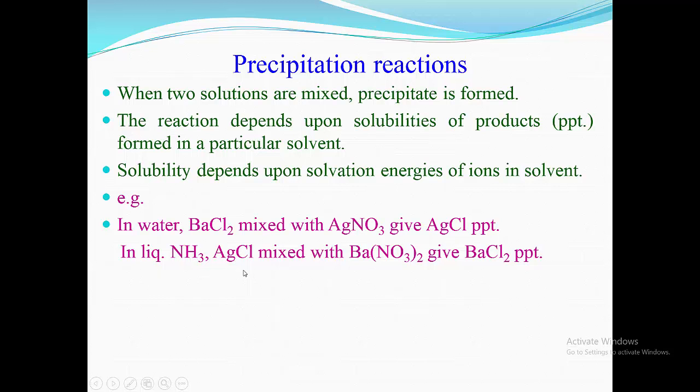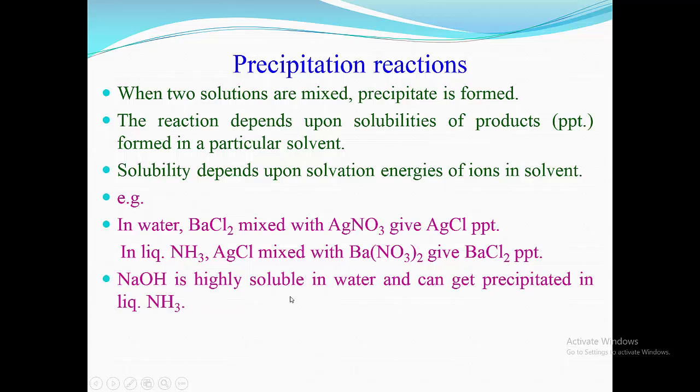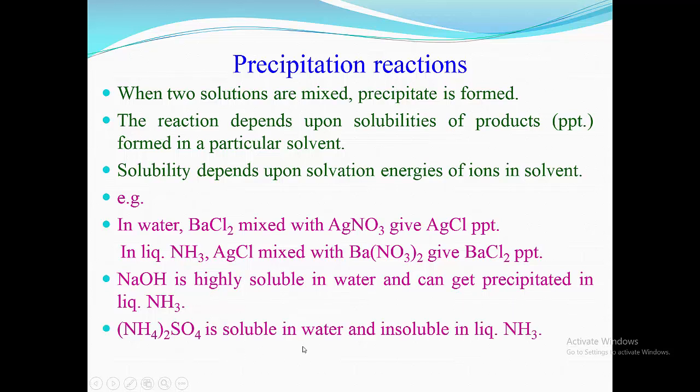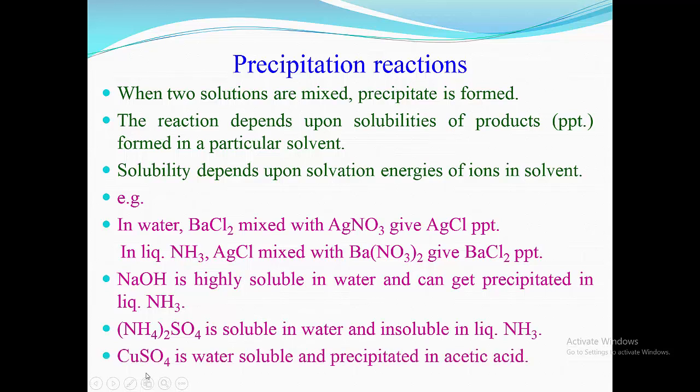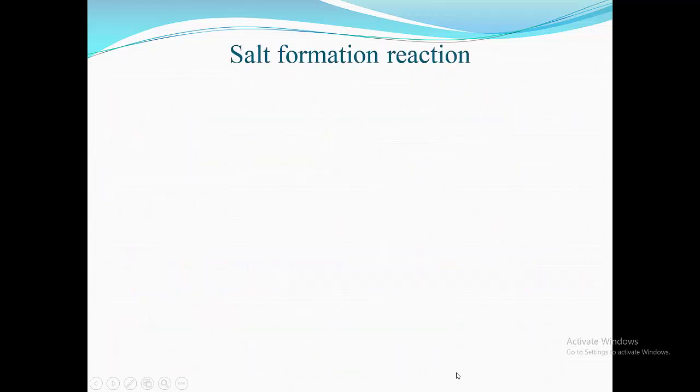In liquid ammonia, AgCl mixed with barium nitrate gives barium chloride precipitate. NaOH is highly soluble in water and can get precipitated in liquid ammonia. Ammonium sulfate is soluble in water and insoluble in liquid ammonia. Copper sulfate is soluble in water while it gets precipitated in acetic acid.